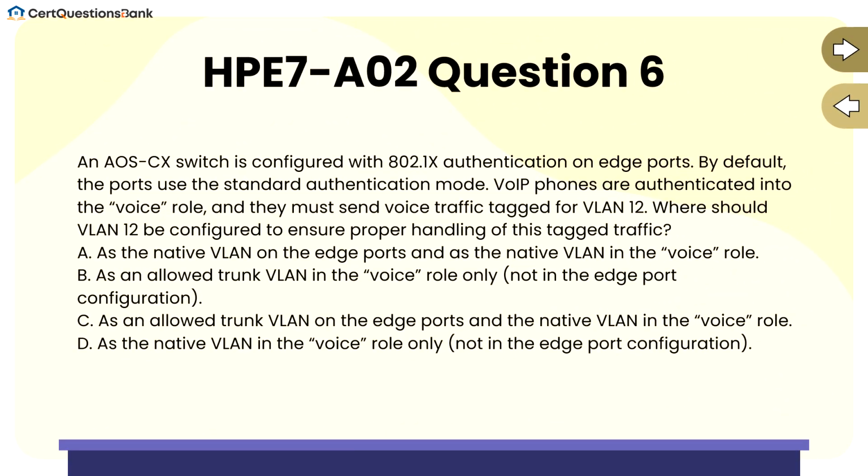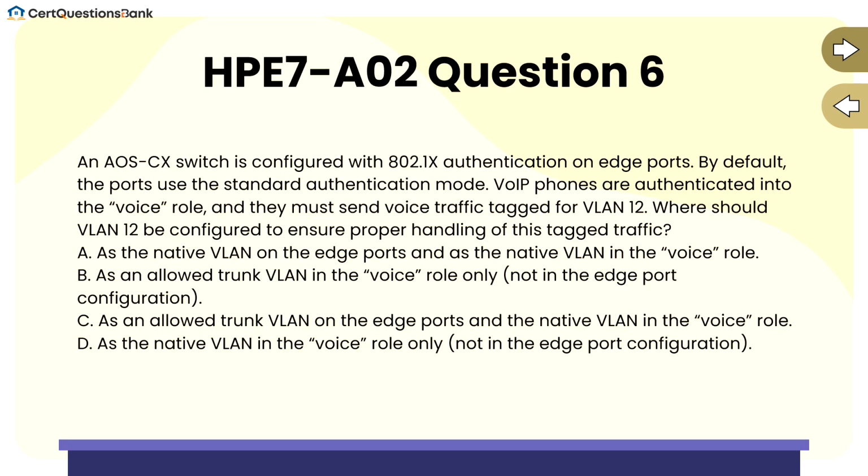An AOSCX switch is configured with 802.1x authentication on edge ports. By default, the ports use the standard authentication mode. VoIP phones are authenticated into the voice role, and they must send voice traffic tagged for VLAN 12. Where should VLAN 12 be configured to ensure proper handling of this tagged traffic?